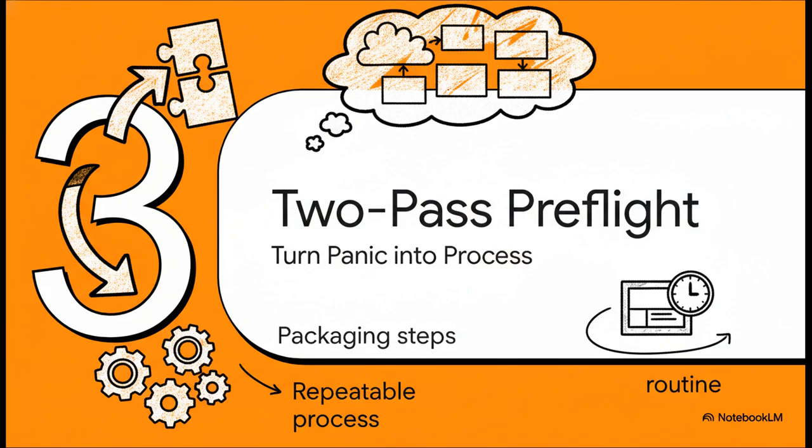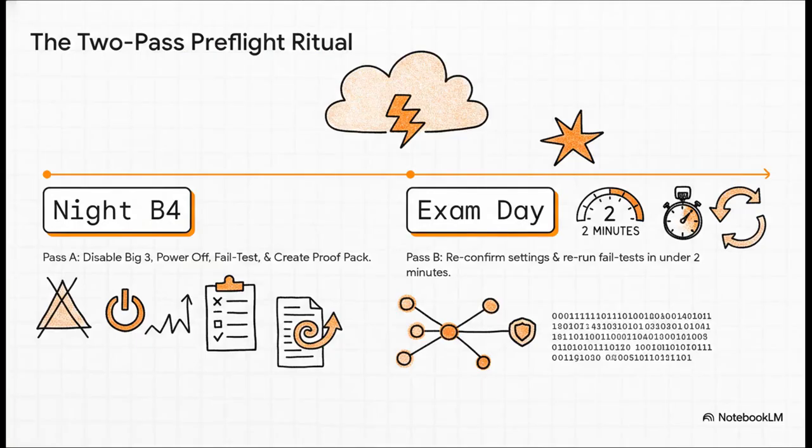We're going to package all these steps into a simple, stress-proof routine that I call the 2-pass pre-flight ritual. This is how you transform that last-minute panic into a calm, methodical process. So here's how it works. Pass A is what you do the night before your exam. This is the big check.